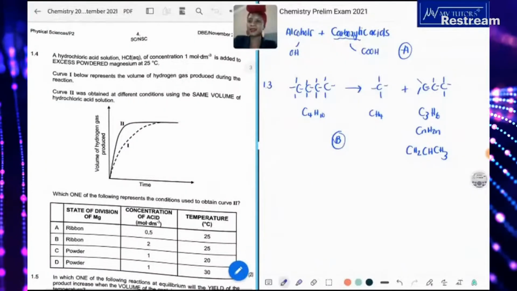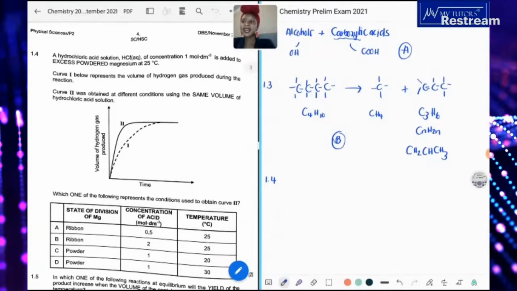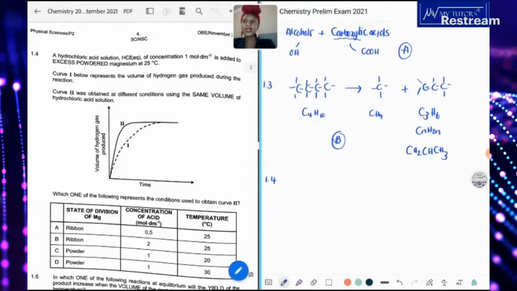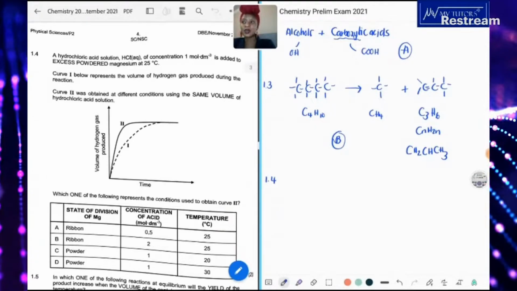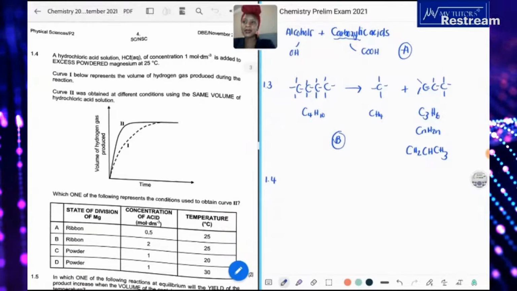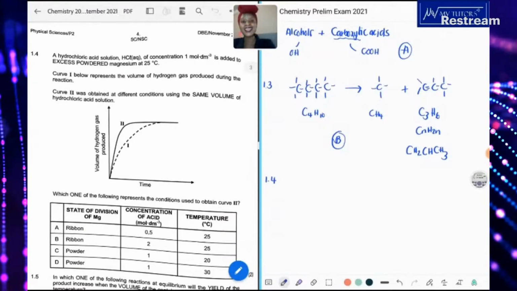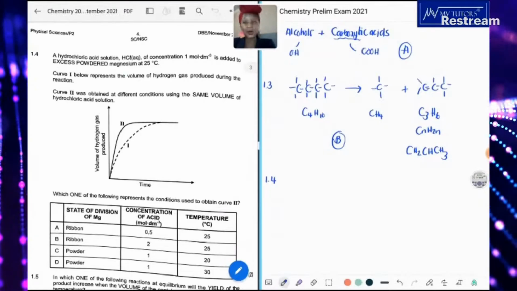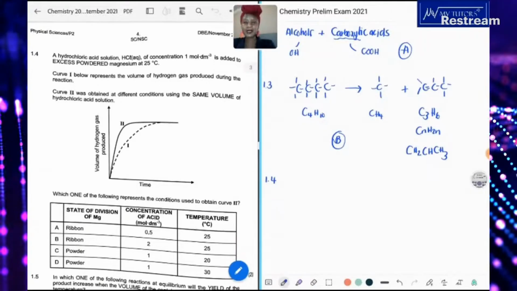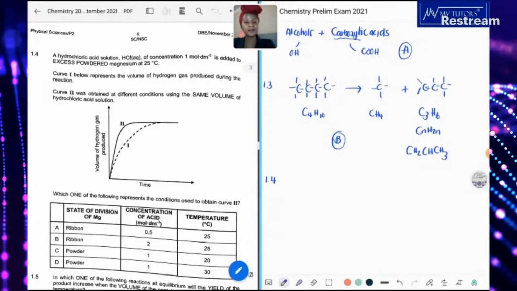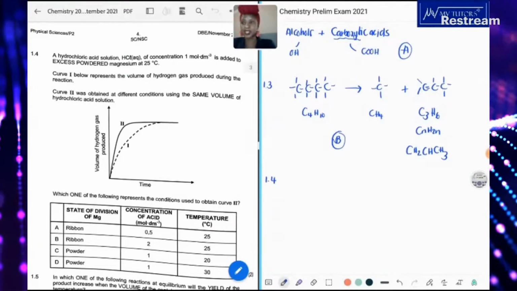What is happening there? Okay, so a hydrochloric acid solution of concentration 1 mole per cubic decimeter is added to excess powdered magnesium at 25 degrees. Do you see those are standard conditions? Remember your standard conditions: your concentration is 1 mole per cubic decimeter, temperature is 25 degrees, and if you have gases, the pressure would be 1 atmosphere or 101.3 kilopascals. So we have standard conditions here.